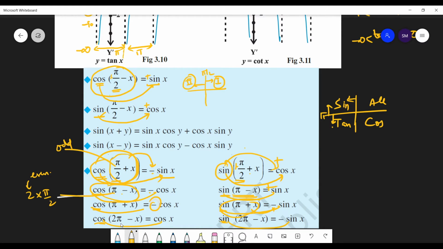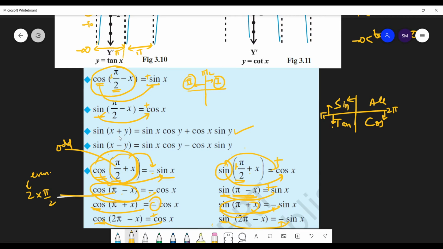Now 2 pi minus x. This is 2 pi, so minus x means you will be reaching the fourth quadrant. In the fourth quadrant, cos is positive. In the fourth quadrant, sine is negative. That is why you have negative here. Okay, students, got these formulas? Yes, sir. Okay, good.